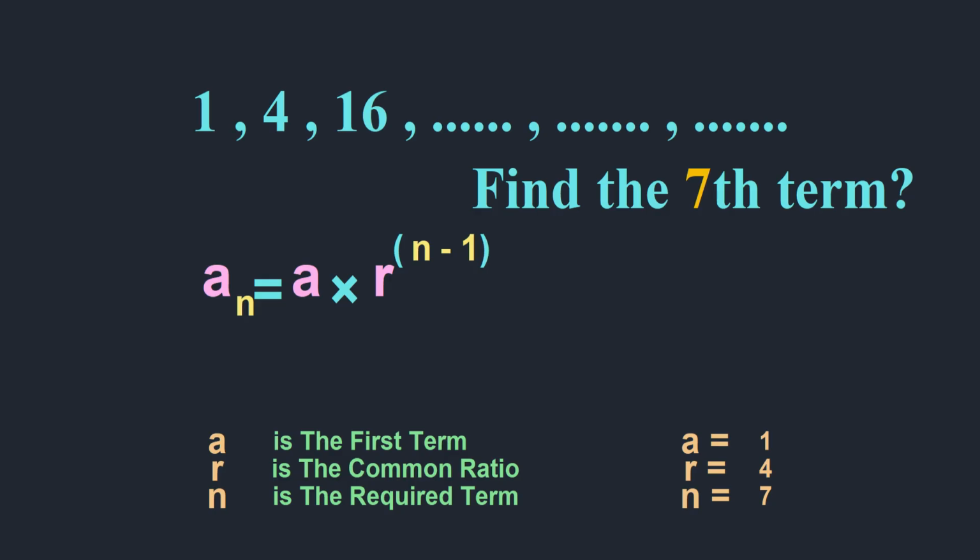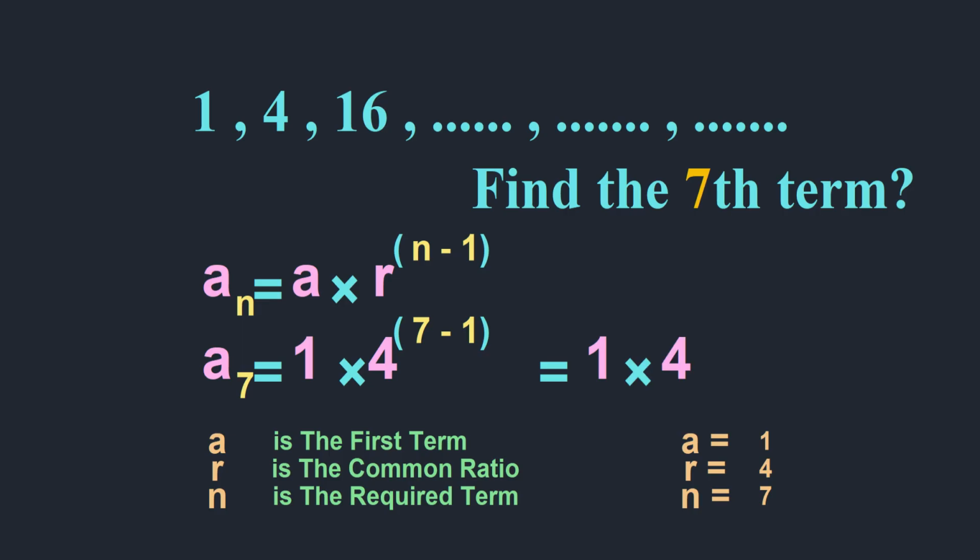Substituting a, r and n into the equation, we find that a_7 equals 1 times 4 to the power 7 minus 1, which equals 1 times 4 to the power 6, which equals 4096. And this is the solution by using the formula method.